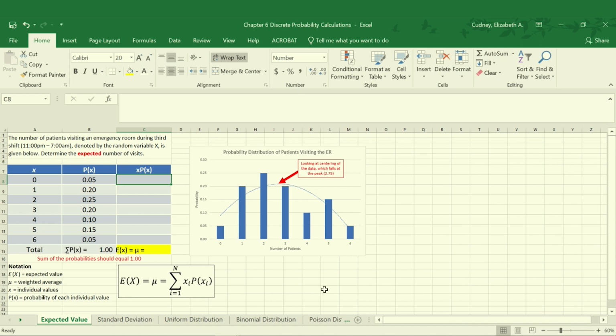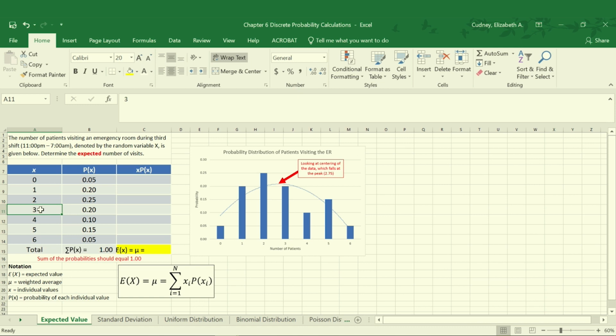Given past information, we know the probability of this occurring. Our probability would be based on that past historical information. So for example, 5% of the time, only 0 patients have visited the ER during third shift. And 20% of the time, there were 3 patients that visited the ER.